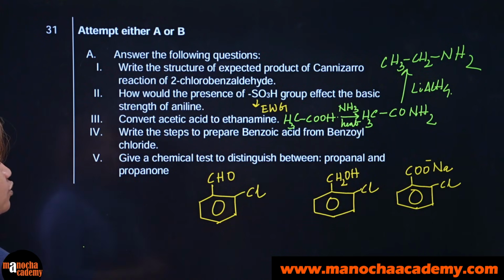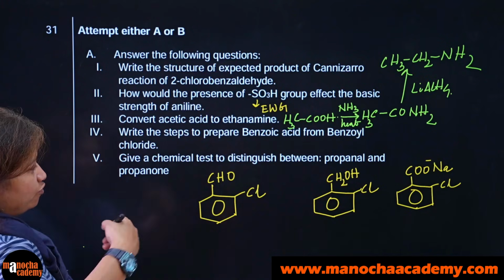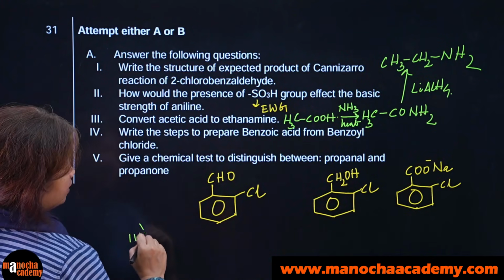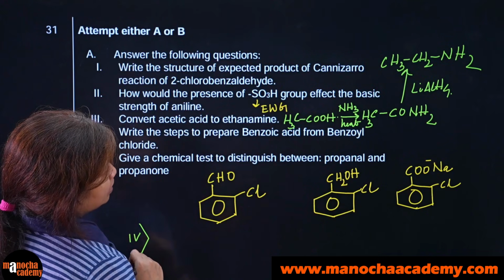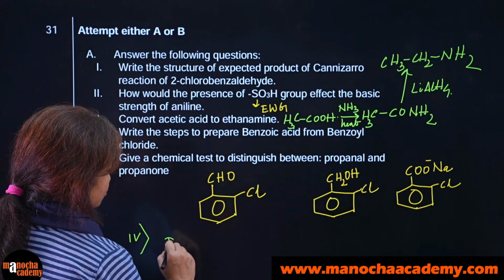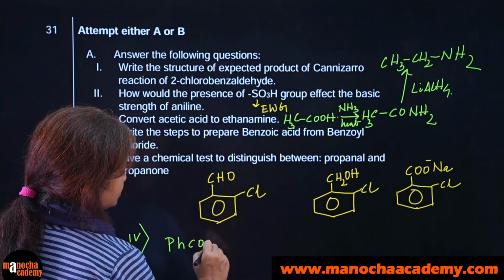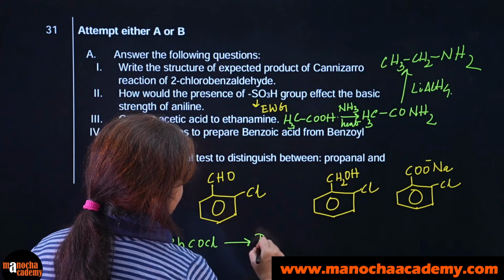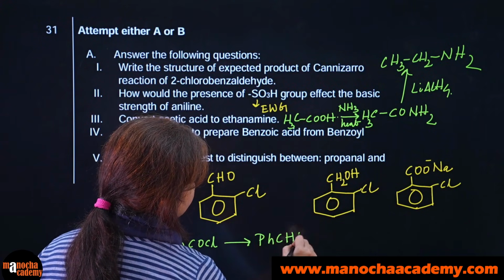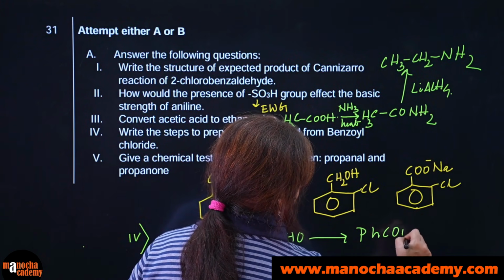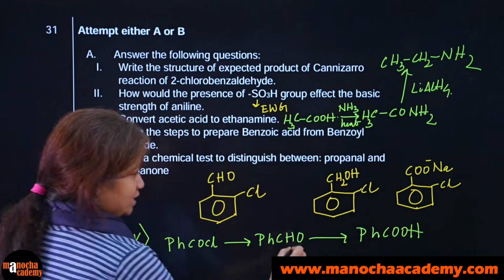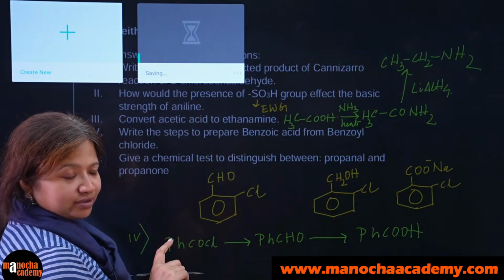Then write the steps to prepare benzoic acid from benzoyl chloride. So here I'm writing this, number 4. Prepare benzoic acid from benzoyl chloride. So here PhCOCl, we get PhCHO. From there we can prepare PhCOOH. And how do you do this? It's Rosenmund reduction. Hydrogen, palladium.